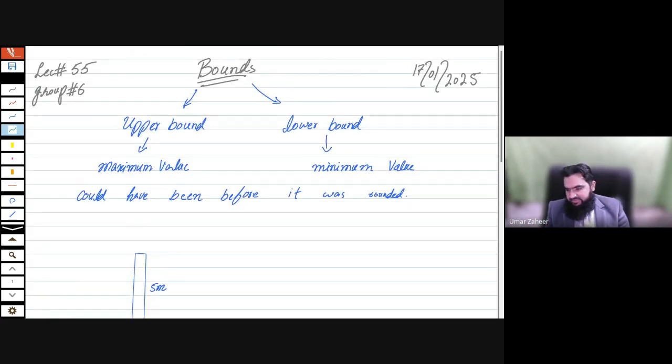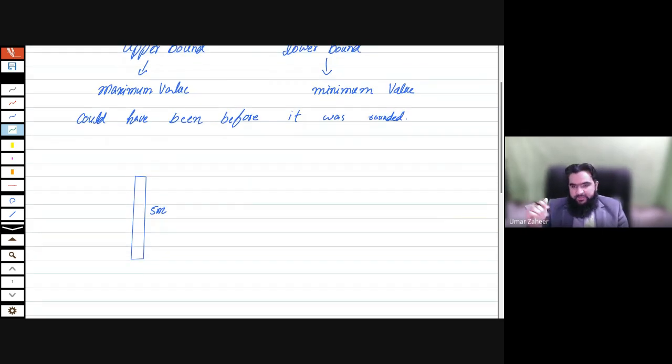error or mistake that is known as bound. For example, if this is going to be 5 meters, when we measure with different devices, it can be a little bit more or it can be a little bit less. It can be a little bit more or it can be a little bit less.